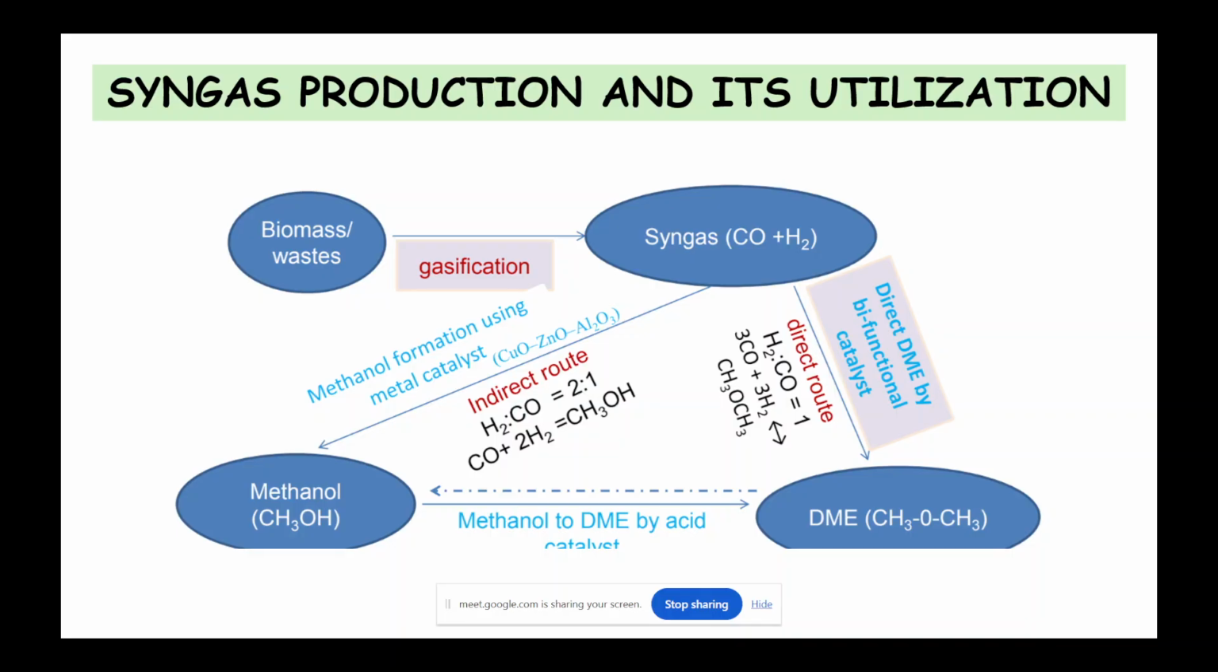So that typically happens using a metal catalyst. The catalyst used in this process is a combination of three different metal oxides: copper oxide, zinc oxide, and aluminum oxide. These three oxides are used as a catalyst for the transformation of syngas to methanol. This reaction typically happens at low temperature and high pressure conditions.